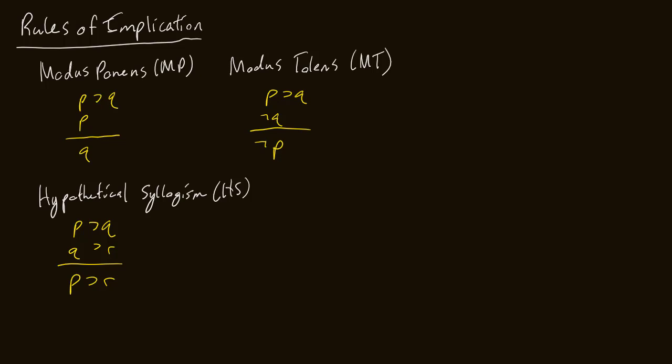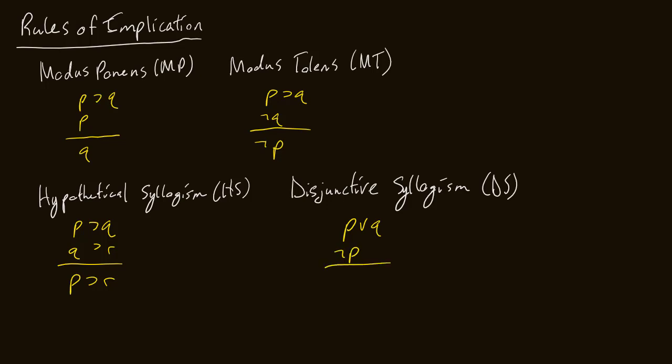And now our fourth rule of implication is going to be disjunctive syllogism. You may be able to guess, we're dealing with our disjunction operator. This is DS. So what does a disjunctive syllogism tell us? It tells us that if we have P or Q, and if we also have not P, we can deduce Q.